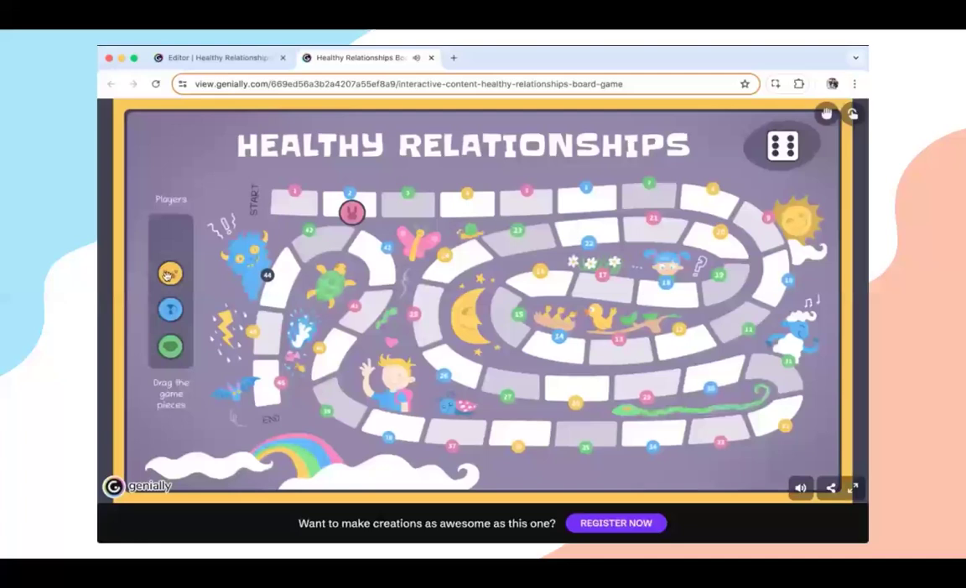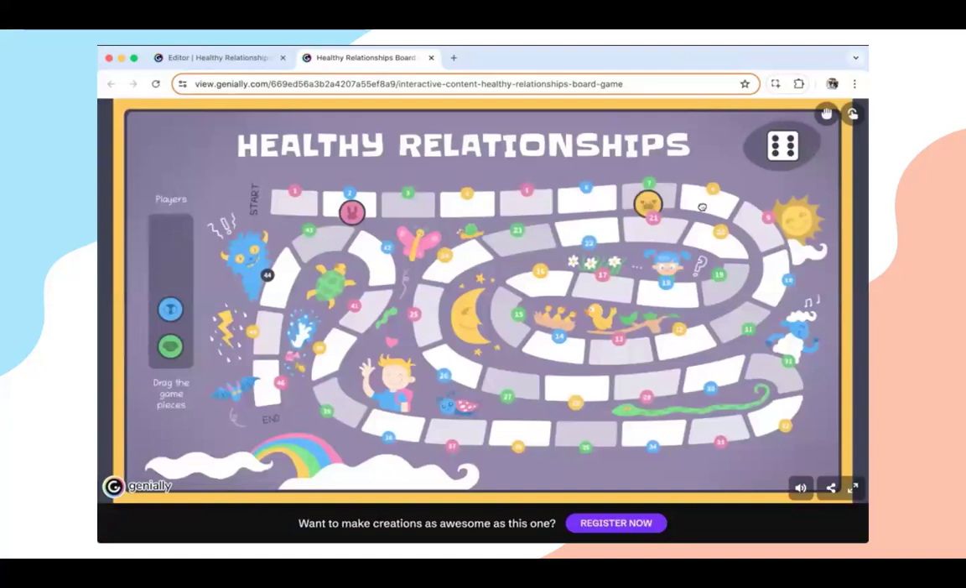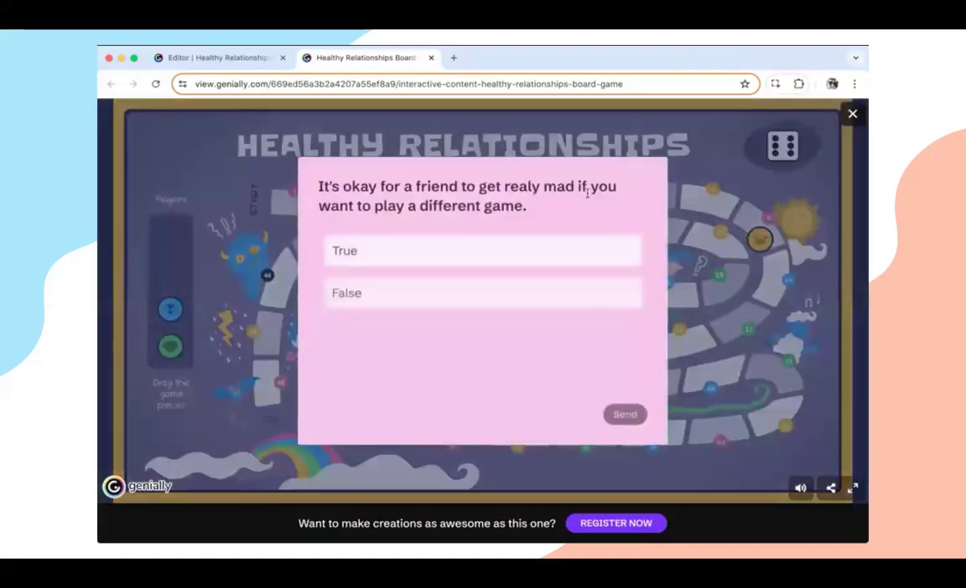So then the next person will go. We'll go to space 6. Click on the number. And this one says move ahead 3 spaces. So I'll move ahead. And if a student lands on a move ahead space, they still have to answer a question. So whatever space they land on next, they'll answer.